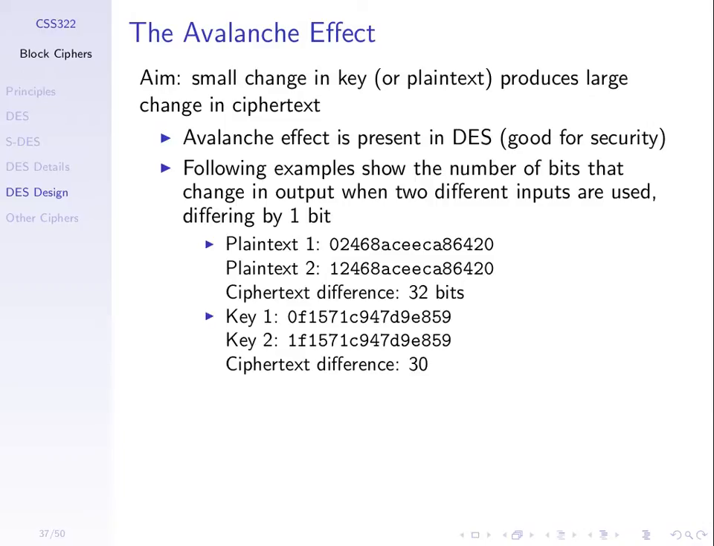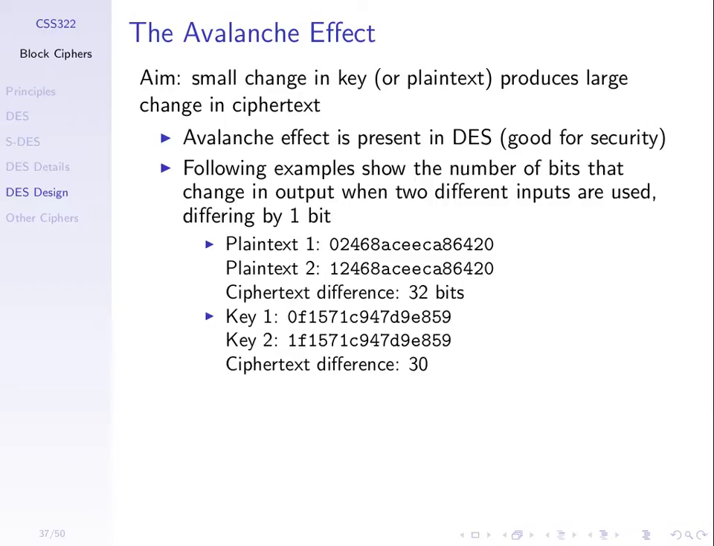To show that, we'll look at two examples here. First, in summary, DES has the avalanche effect. That's good for security. It's considered a good design because it exhibits the avalanche effect. And the next two slides give examples of that.